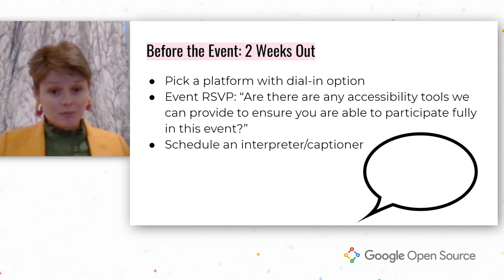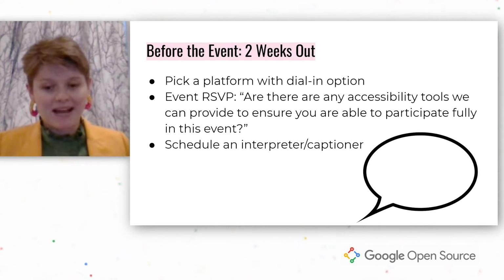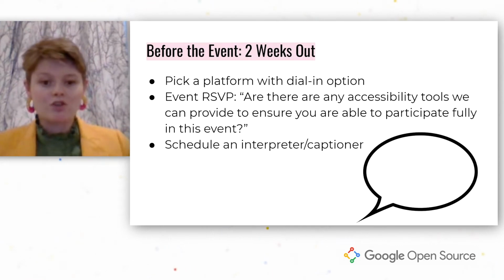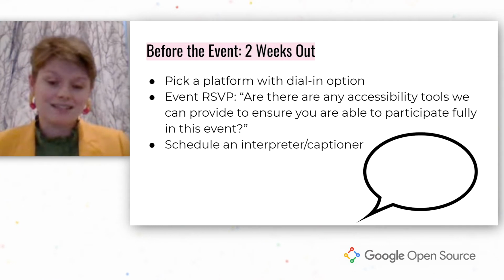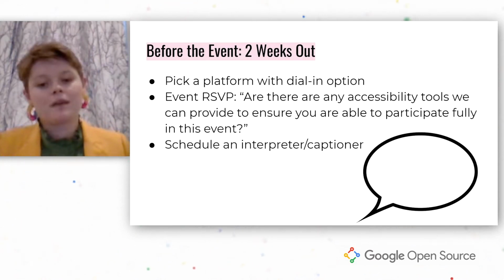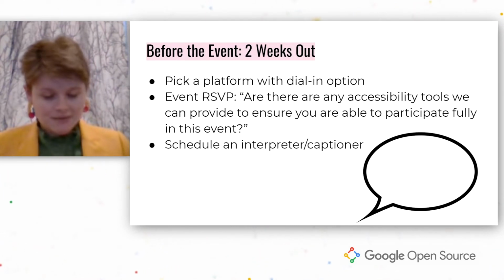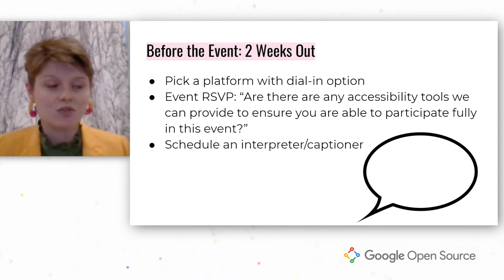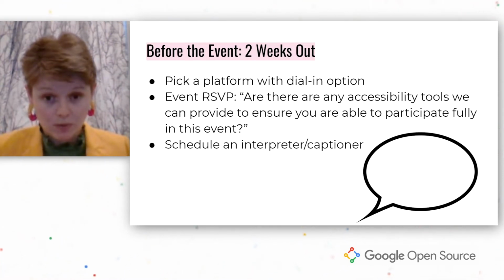So at least 2 weeks from your event, you're going to want to pick a platform that has a dial-in option. And what I mean by that is when somebody is viewing the link to the event, you want to make sure that there's an option for them to use a phone number that's connected to the event invitation to dial in with a cell phone, landline, whatever. The reason we want to do that is because a lot of people use relay systems, which are essentially systems that allow people to dial in a captioner or an interpreter to a meeting.